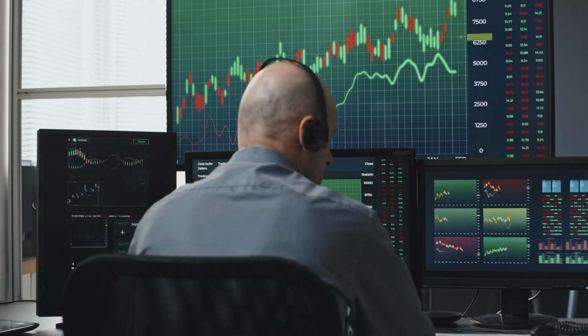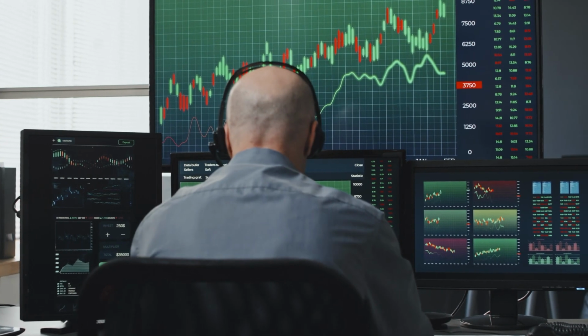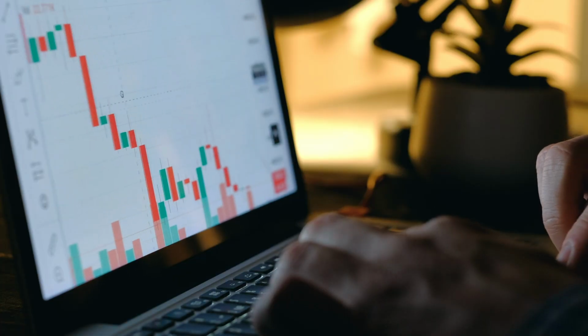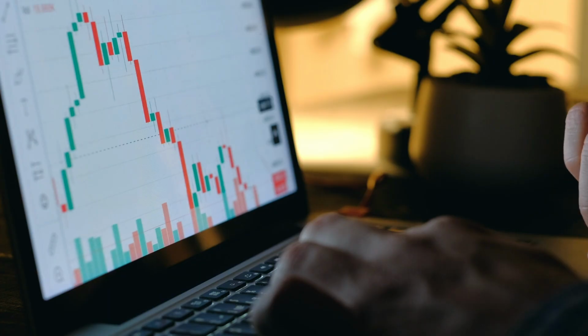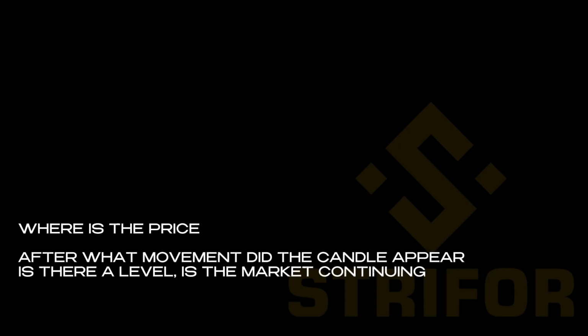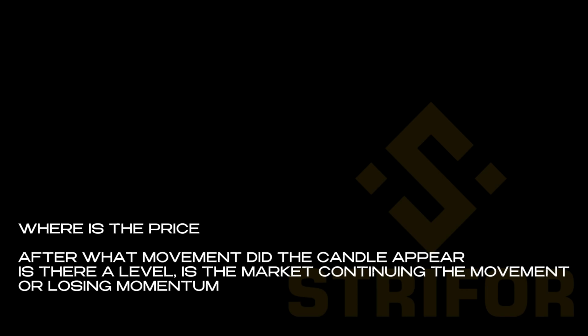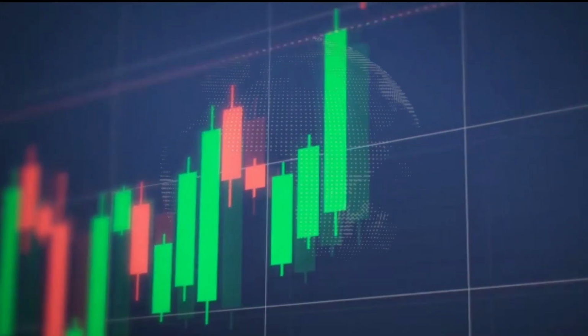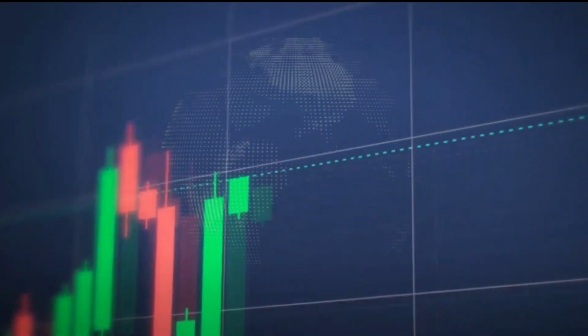Summary: candlestick analysis as a skill of reading the market. Let's sum it up. Candlestick analysis is not about memorizing pattern names and not about searching for beautiful figures on the chart. It is a skill of reading market behavior. Each time you look at a candle, ask yourself, where's the price? After what movement did the candle appear? Is there a level? Is the market continuing the movement or losing momentum? If you start reading candles through context, the chart will stop looking chaotic. And this is where a conscious and professional understanding of the market begins.